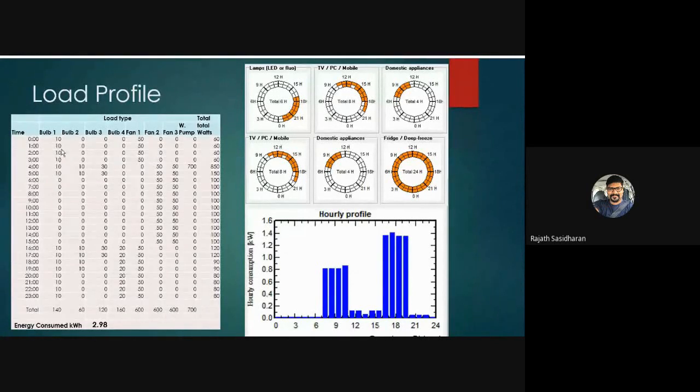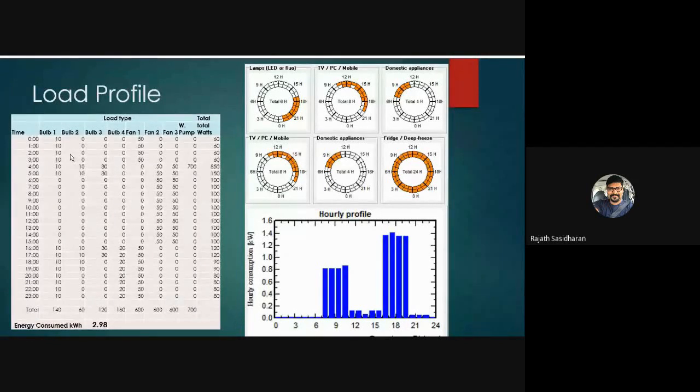and simply you have to count what are all the electrical loads working during the time. So this bulb 1, I've put 10 beneath it. The 10 here stands for the wattage, because I'm quantifying the wattage in this case. So you can do this.